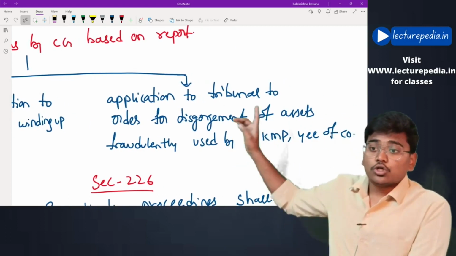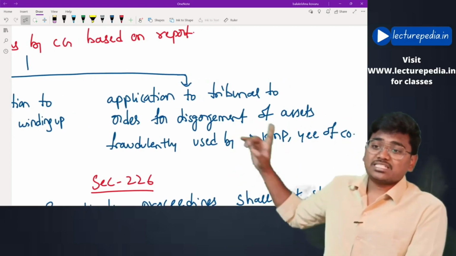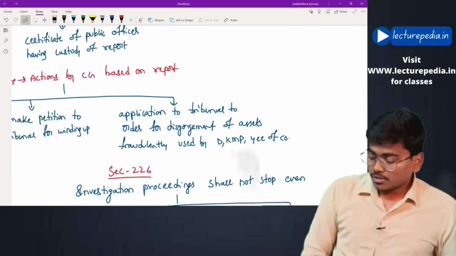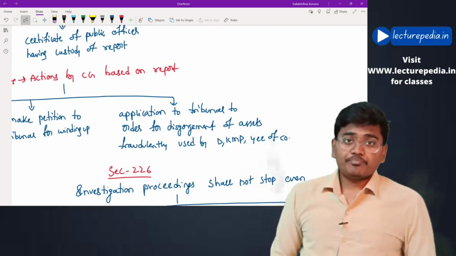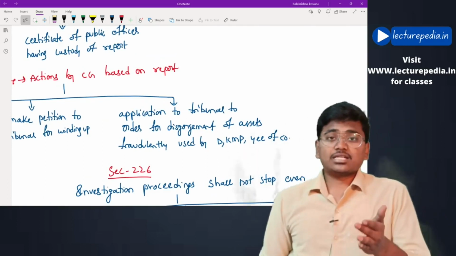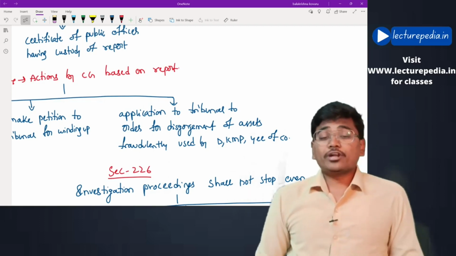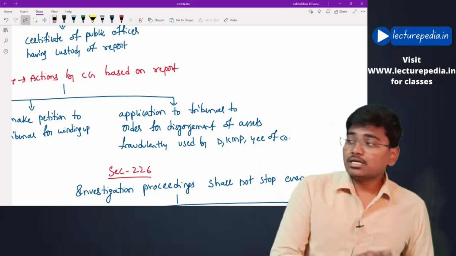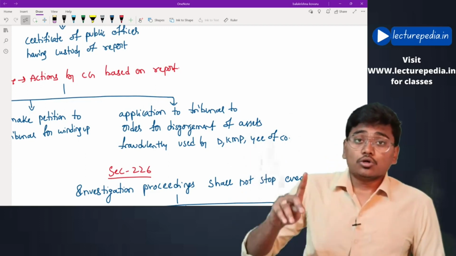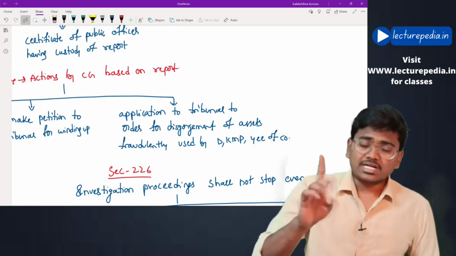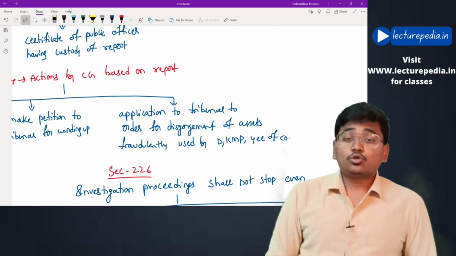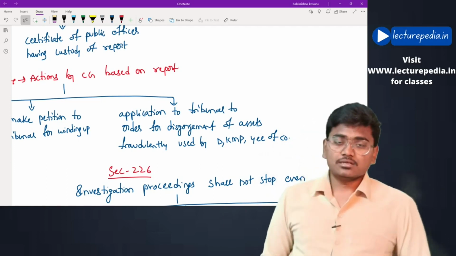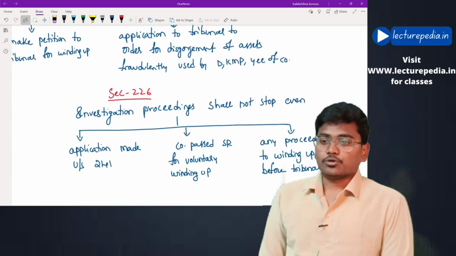an application to the tribunal to order for discharge of assets fraudulently used by the director, key managerial personnel, or employee of the company. Now, based on the investigation, it was found that the employees or some of the directors or key managerial personnel have fraudulently used the assets of the company. In that case, the central government will ask the tribunal to give an order asking those employees or directors or key managerial personnel to discharge those assets back to the company. Hope this is clear. These are the actions that the central government can take based on the report.